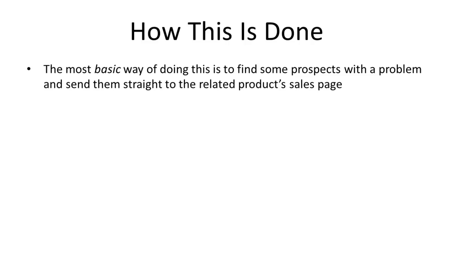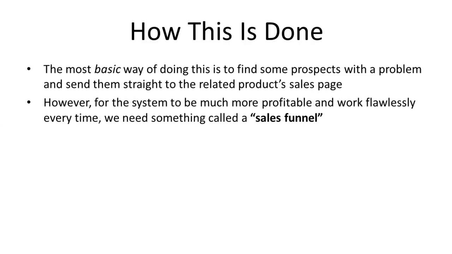Now the most basic way of doing this is to find some prospects with a problem and send them straight to the related product sales page. So you have a product which you want to advertise as an affiliate, which teaches people how to train their dog to be a better, more well-behaved dog. And then you find the people who want that product and you connect the two together. That's the most basic way of doing that. And that really isn't that successful. It will work, but it is nowhere near as profitable as doing things the way I'll be showing you in this video training program.